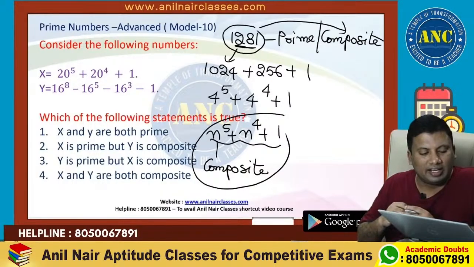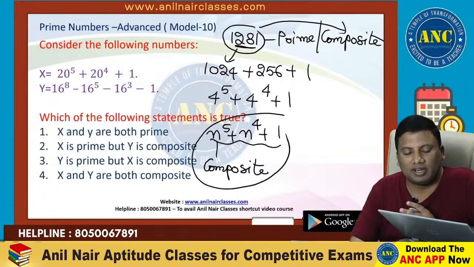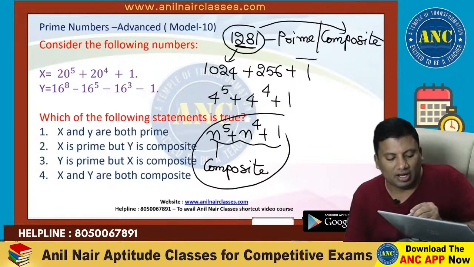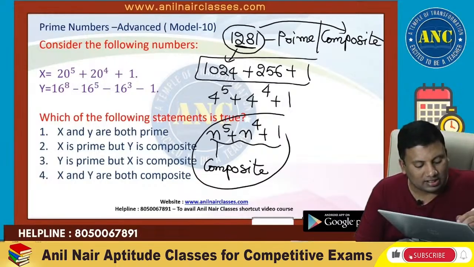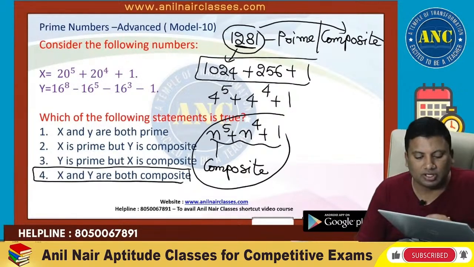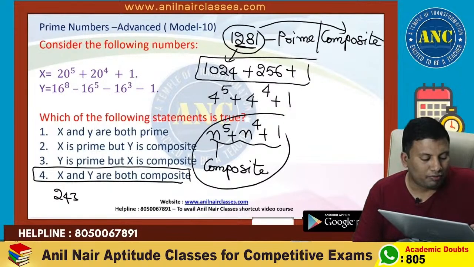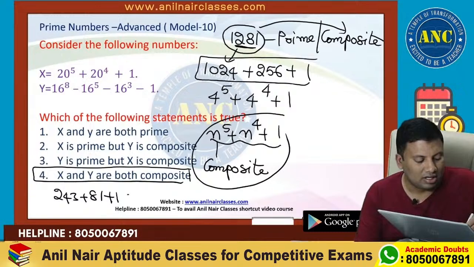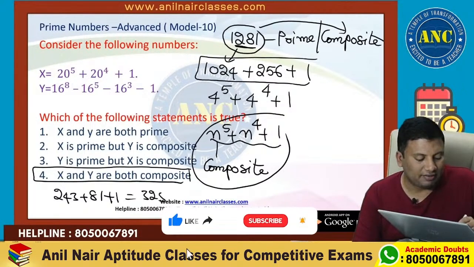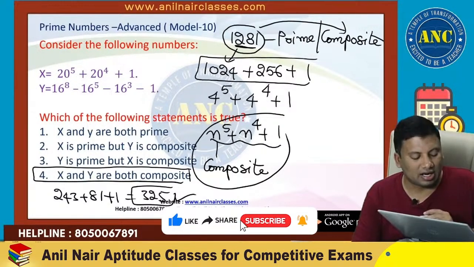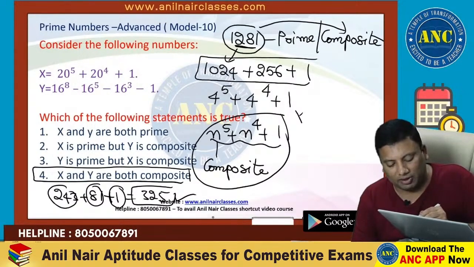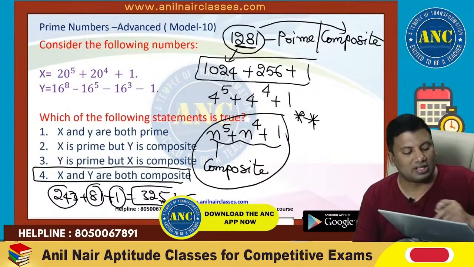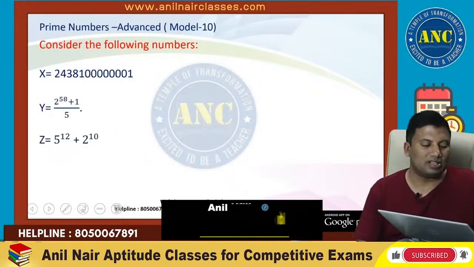I hope the idea is clear. 1281: 8 plus 1 is 9, 9 plus 2 is 11, 11 plus 1 is 12. You can also write it as n power 5 plus n power 4 plus 1, so x and y both are composite. You can do it as 243 plus 81 plus 1. Suppose the question is 325, it ends with 5, so it is composite. Or 3 power 5, 3 power 4 and 1. Such a number is always composite.